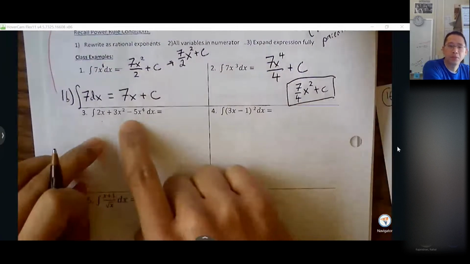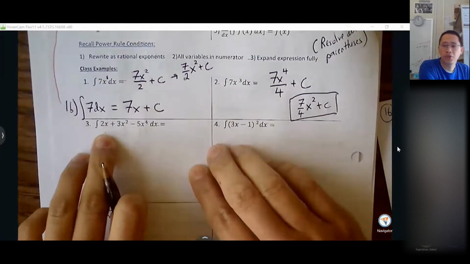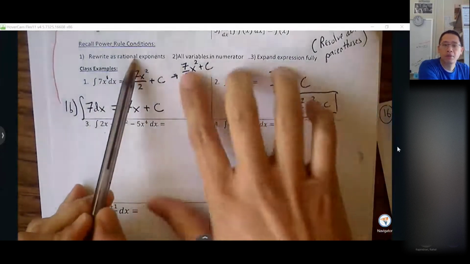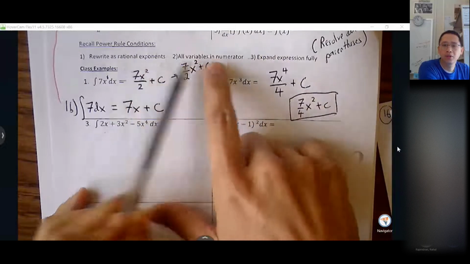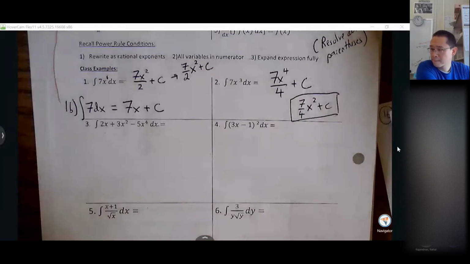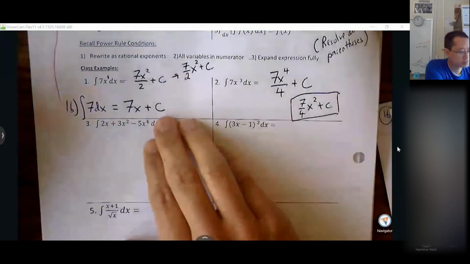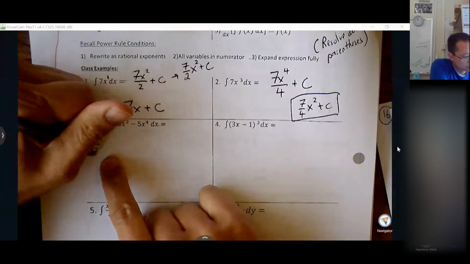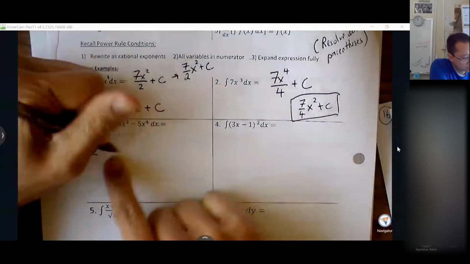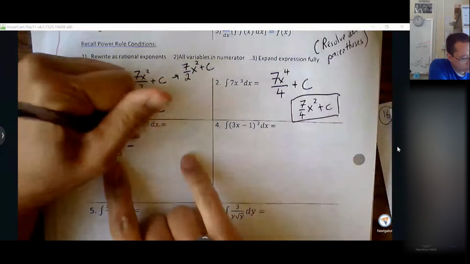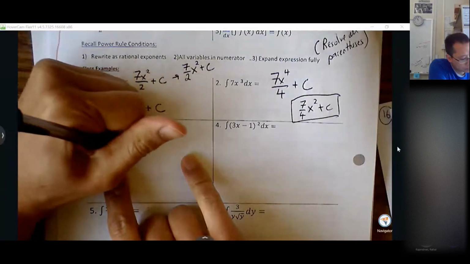Okay, one last one here: 2x plus 3x squared minus 5x to the 4th. Every term is set up and ready. There's no issues with radicals, no denominator variable, no parentheses to worry about. So 2x becomes 2x squared over 2. 3x squared becomes 3x cubed over 3. And 5x to the 4th becomes 5x to the 5th over 5.